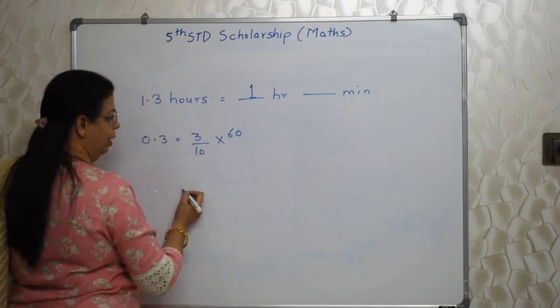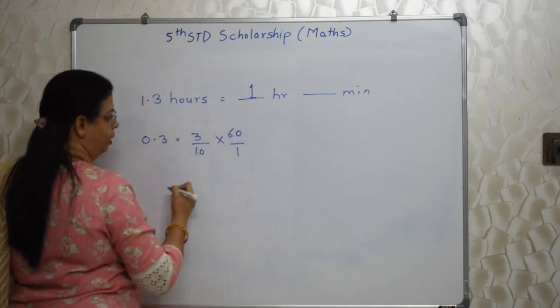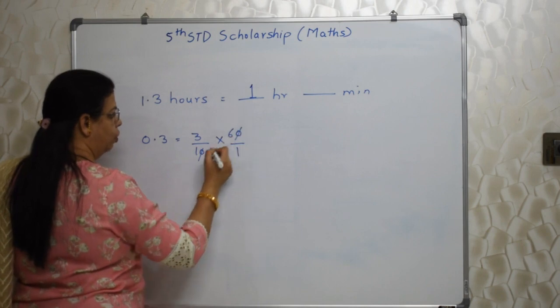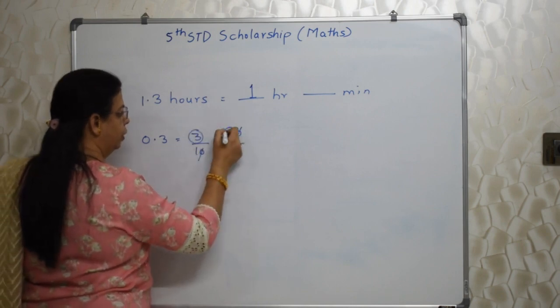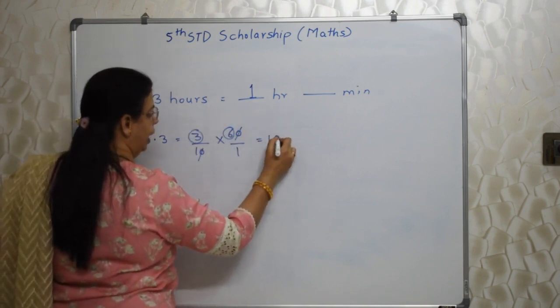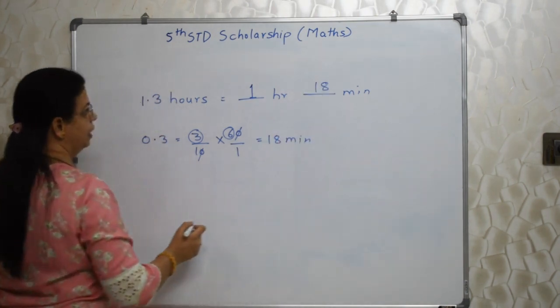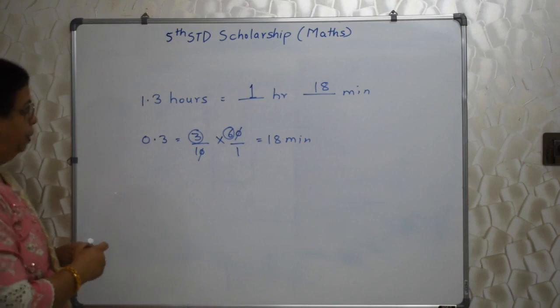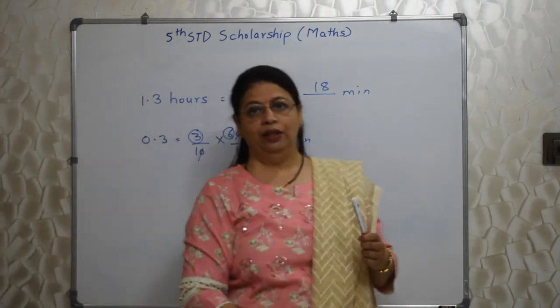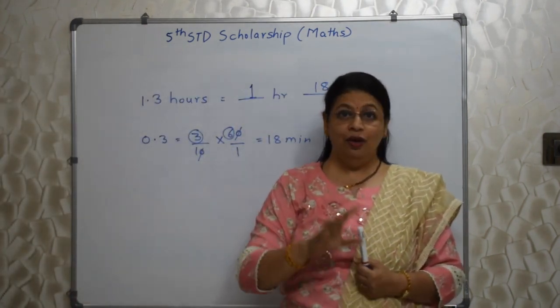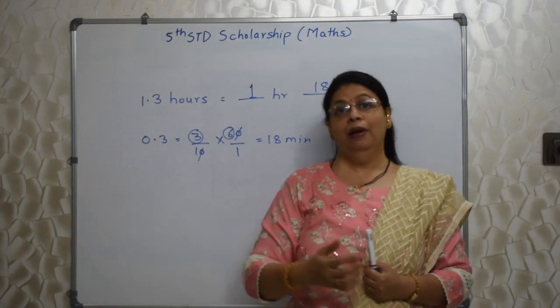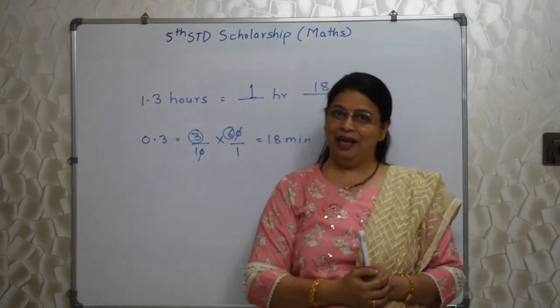So multiply by 60. 60 upon 1, so 10 is gone. What is remaining? 3 into 6, 18 minutes. So here it should be 18 minutes. Isn't it interesting? Please don't make that mistake of saying 3 minutes or 30 minutes. Convert that by multiplying by 60. Okay? Let's go ahead.